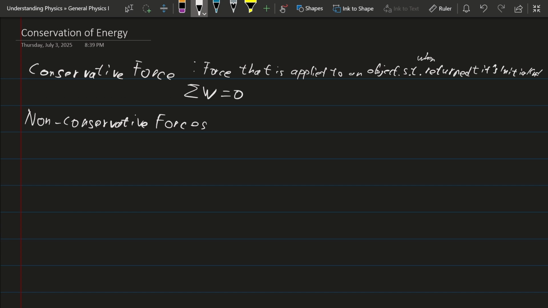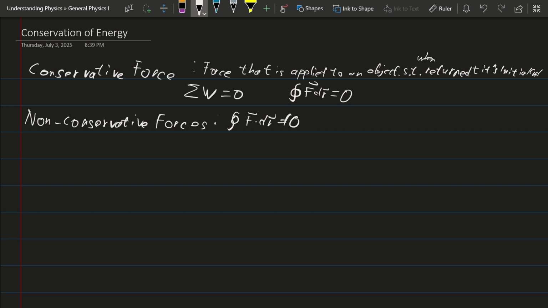So in calculus, the way that we'll write this down is the closed integral of F dot dr, and this must be equal to 0. This is different compared to a non-conservative force, which is the closed integral of a vector dot dr, and that is not 0.